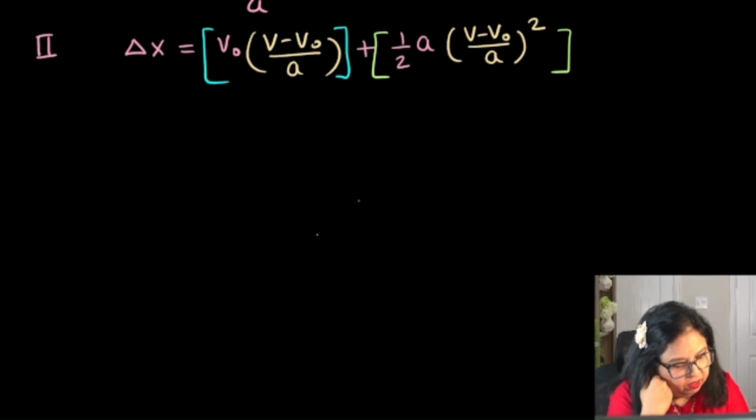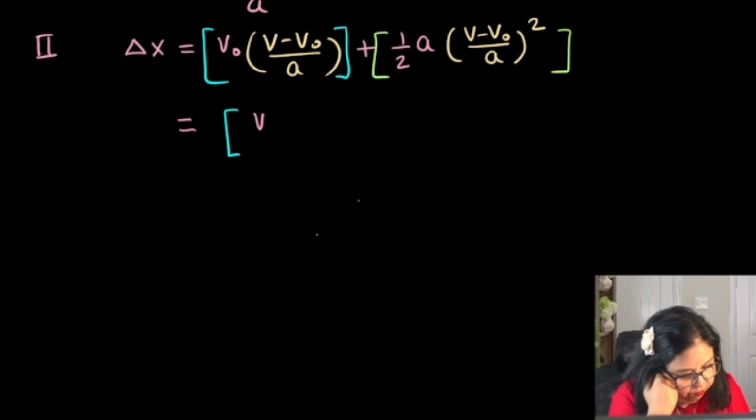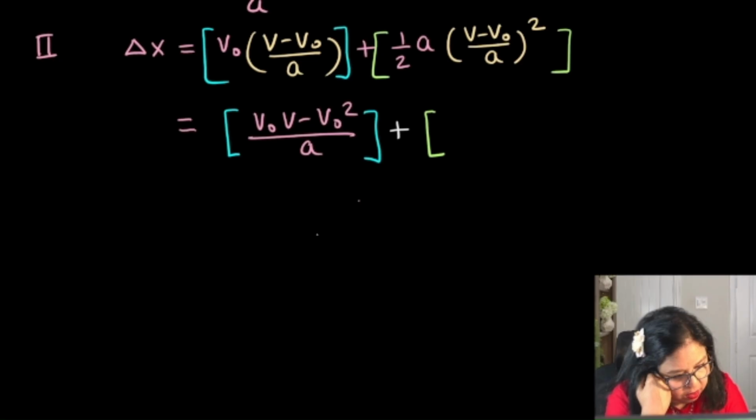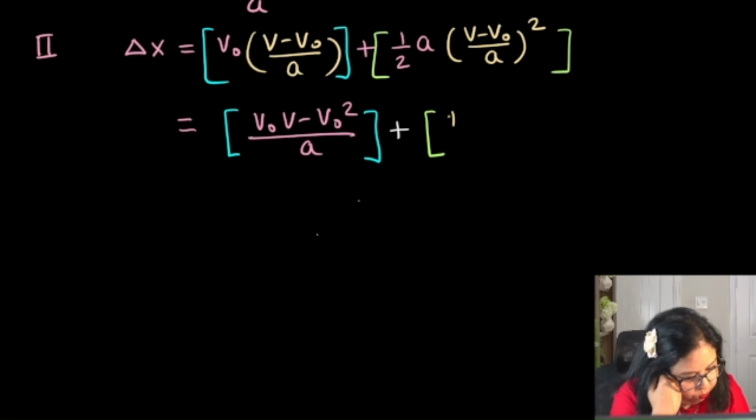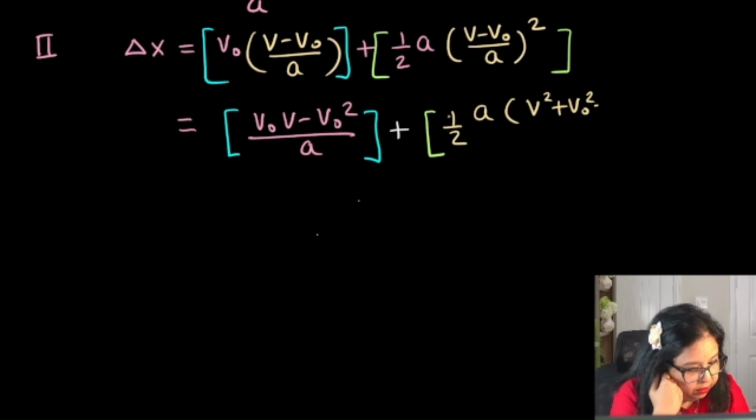Okie dokie. What does this give us? This gives us, in blue parentheses, (v naught)(v minus v naught) squared divided by a, blue parentheses close, plus, in green parentheses, 1/2a times (v minus v naught) whole squared. That gives you (v squared plus v naught squared minus 2v v naught) divided by a squared.